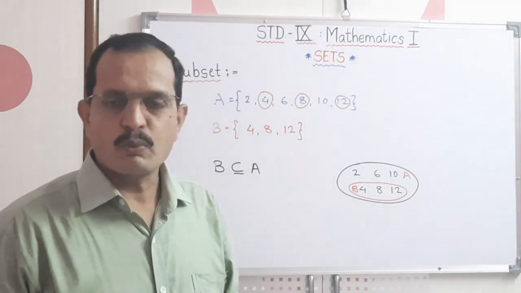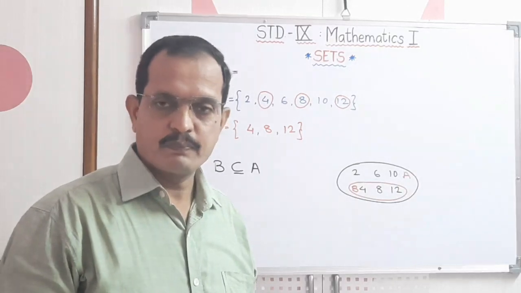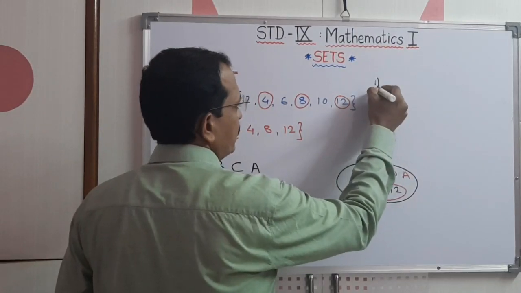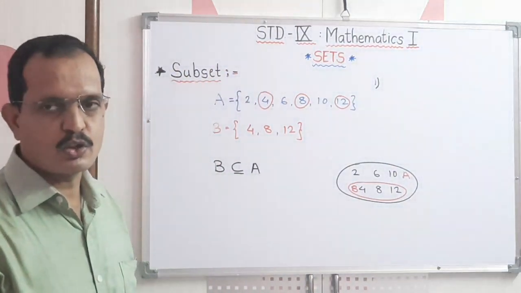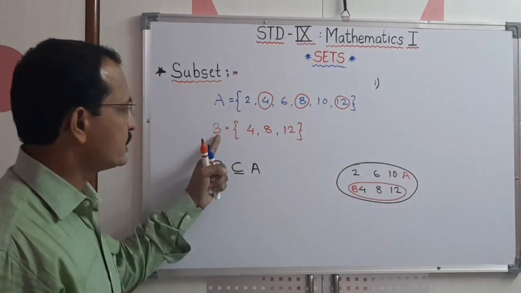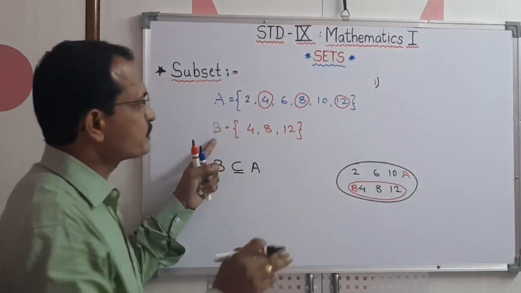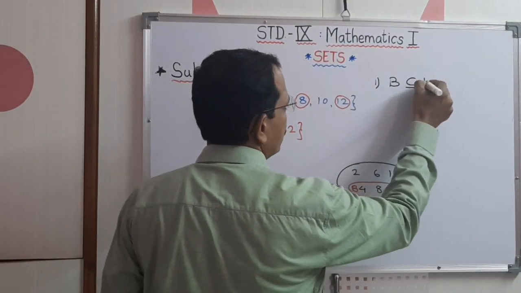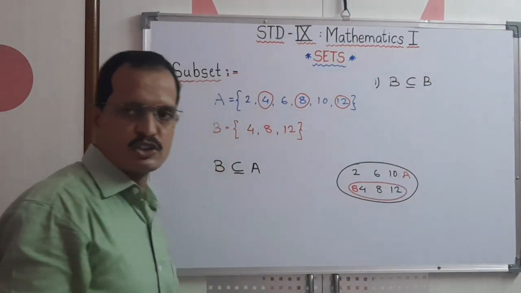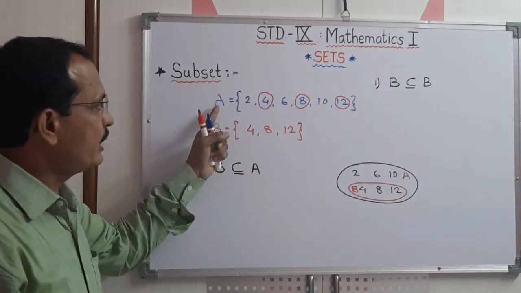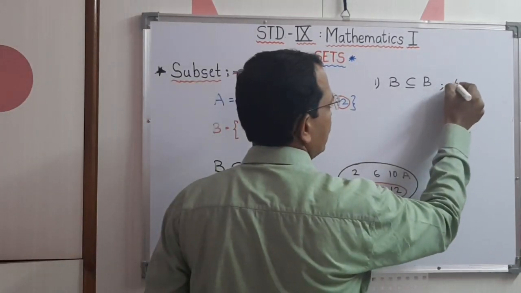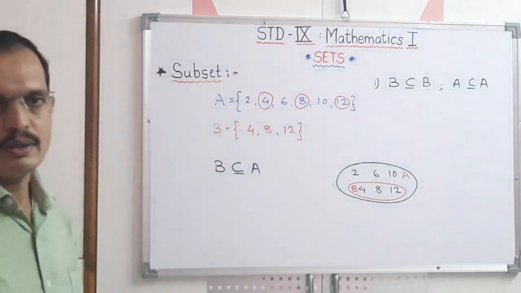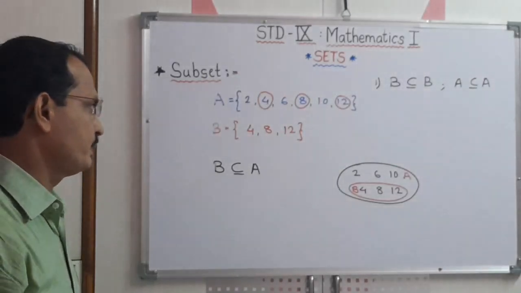First property is that every set is a subset of itself. Suppose I write here first property, every set is a subset of itself. That is, suppose we consider set B, then set B is a subset of itself. Therefore, we can write here B is a subset of B. This is the first property. By using this, we can write A is a subset of A. That means every set is a subset of itself.